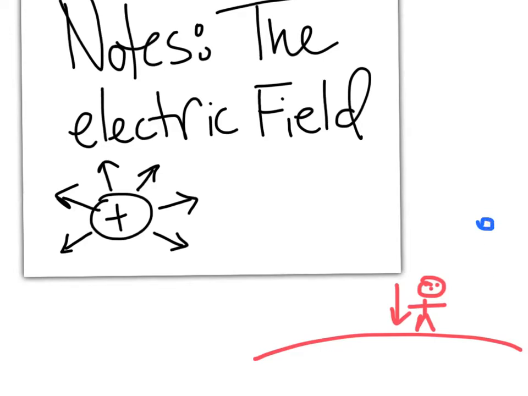We do the same with electric charges. A positive charge has an electric field around it because a positive charge here will experience a force in this direction. A positive charge here will experience a force in this direction. So we sort of define a field as a property of space that relates to the force something would experience.